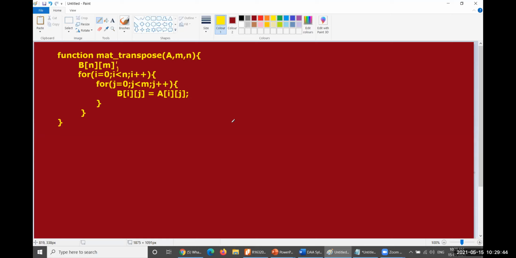So here, the frequency count method will be executed. How can this be done? Let me change the color. How many times is it being executed? Only one time, a single time. Then I equal to 0 can be executed. This statement can be executed for one time.